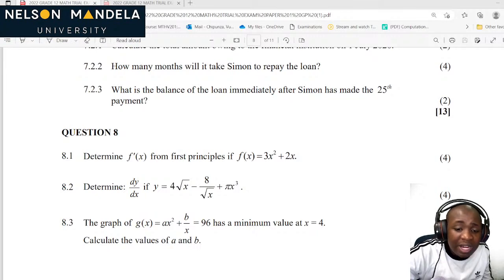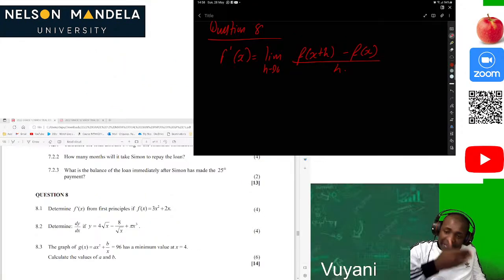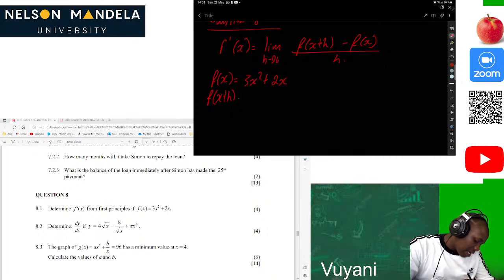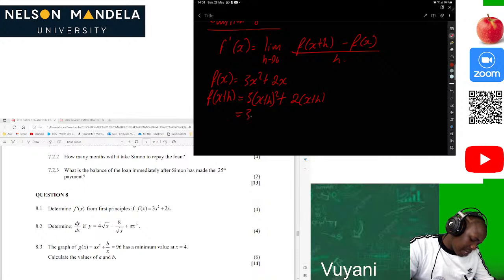So now let's look for f of x plus h in this equation. So we have f of x, which is equal to 3x squared plus 2x. Then we need f of x plus h, which is equal to 3 times (x plus h) all squared, plus 2 times (x plus h). Let's go. 3 times x squared plus 2hx plus h squared is also added to 2x plus 2h.